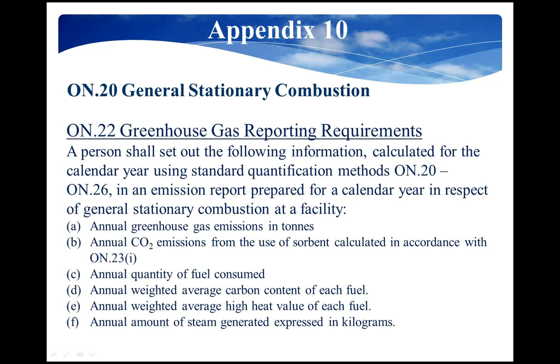The first part of the chapter, as I said, outlines the reporting requirements for general stationary combustion. Those items are listed in A through F, which are basically the numbers and the information that you have to report to the ministry dependent upon the method that you use to estimate your greenhouse gas emissions. So for example, item D, your average carbon content of your fuel. If you don't use that to estimate your emissions, then you're not required to report it. But of course, you are required to report the values that you do use.